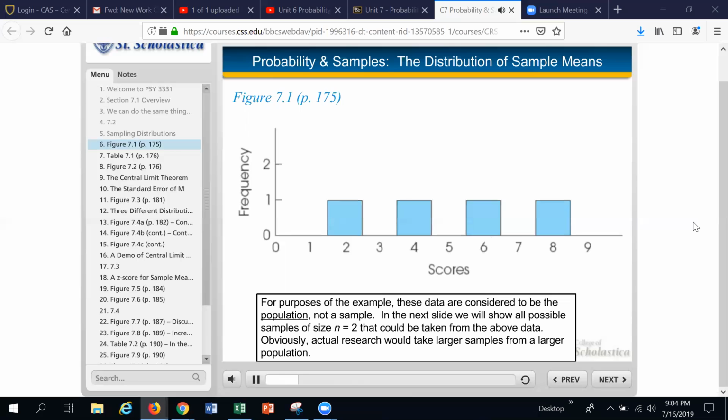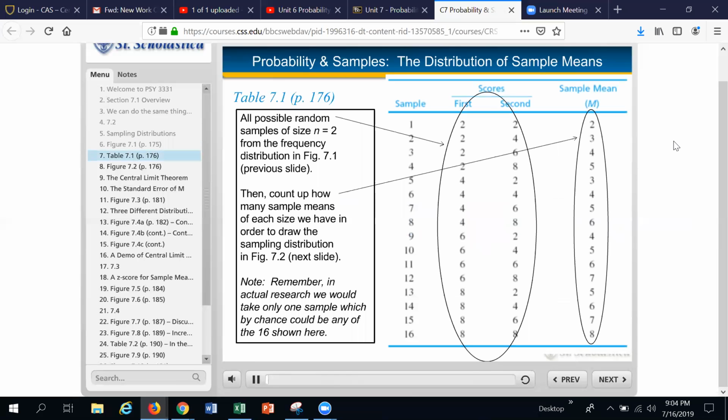Figure 7.1 is a frequency distribution histogram for a population of 4 scores: 2, 4, 6, and 8. For purposes of the example, we are defining these 4 scores as the whole population from which we will take samples 2 at a time. Table 7.1 shows all possible samples that could occur if we randomly sampled 2 at a time from the distribution we saw on the preceding slide.